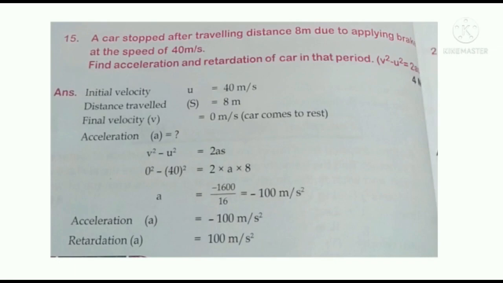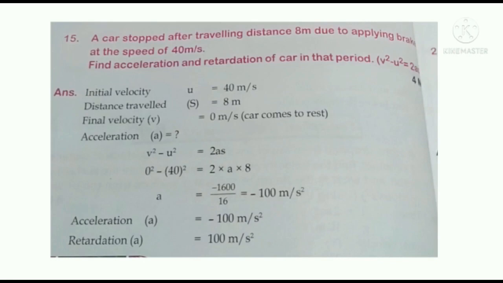Final velocity v. Here the car stops. That means final velocity is how much? The final velocity v is equal to 0 meter per second. We find acceleration and retardation.